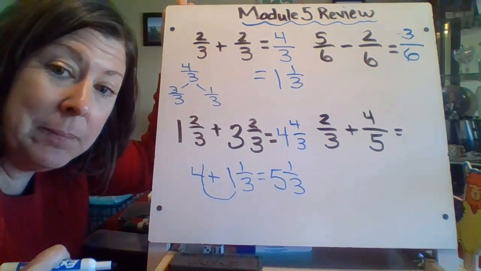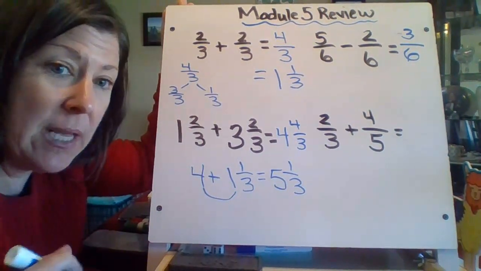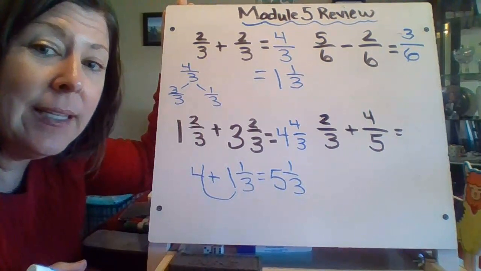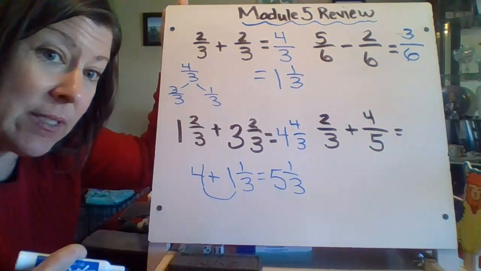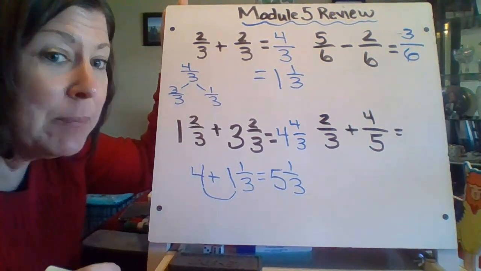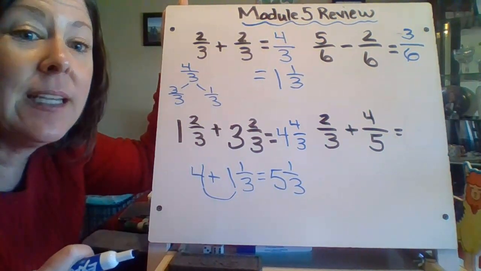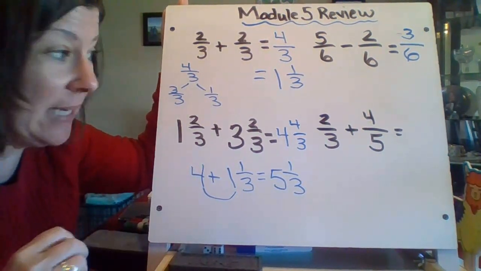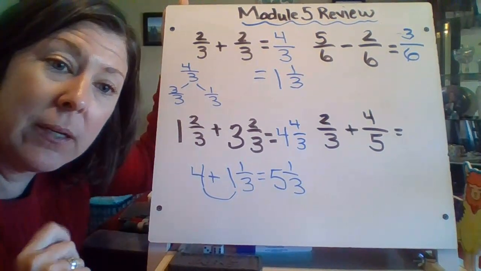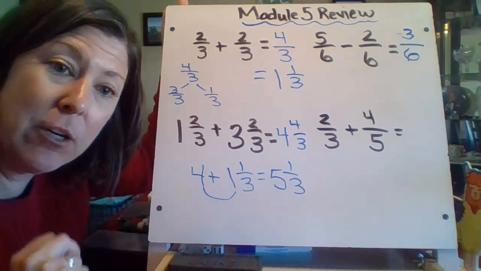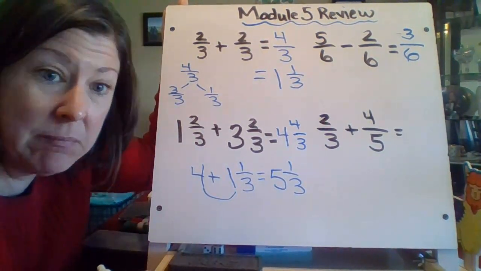Now to our next example. 2/3 plus 4/5. Thirds, fifths, not apples to apples. We have to find the least common denominator. Well, you might already know that the least common denominator for 3 and 5 is 15.